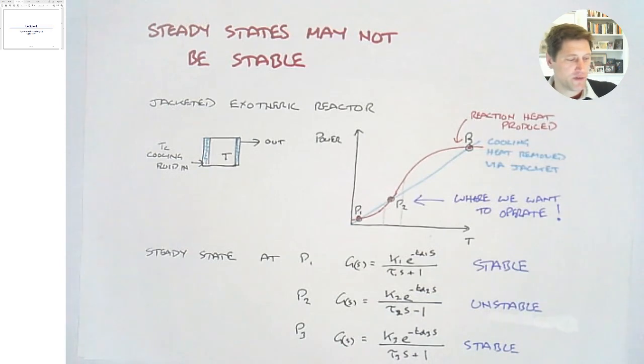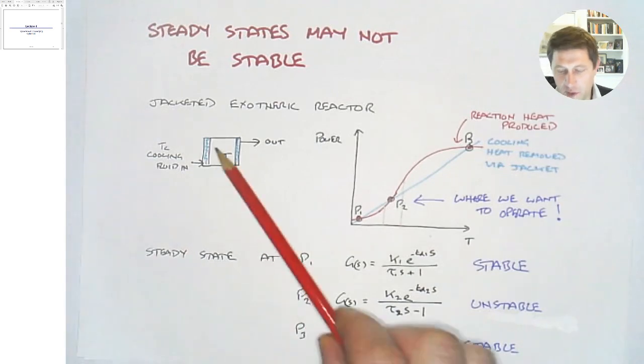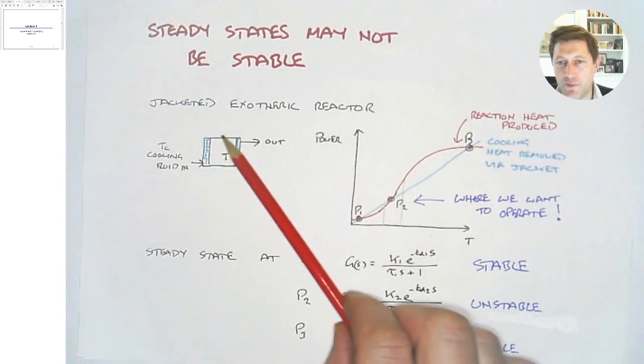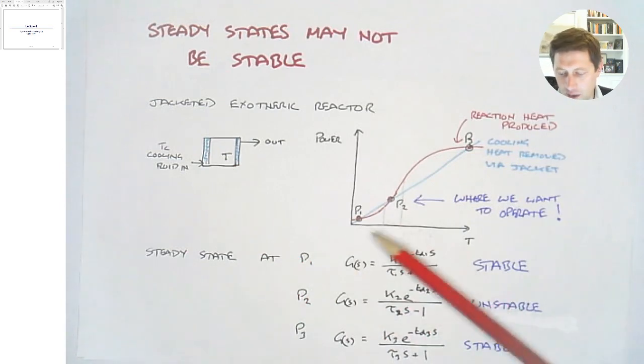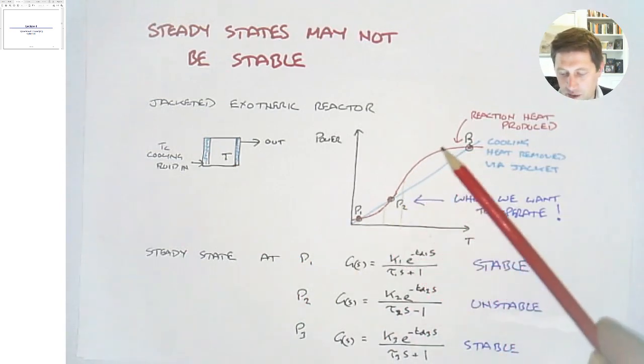Now, this is just one process. How can it have 3 different transfer functions? That doesn't make sense. We'd use the same set of equations to describe the process in all 3 cases. The equations haven't changed. Why does the transfer function change? Well, that's because we have a non-linear function here.